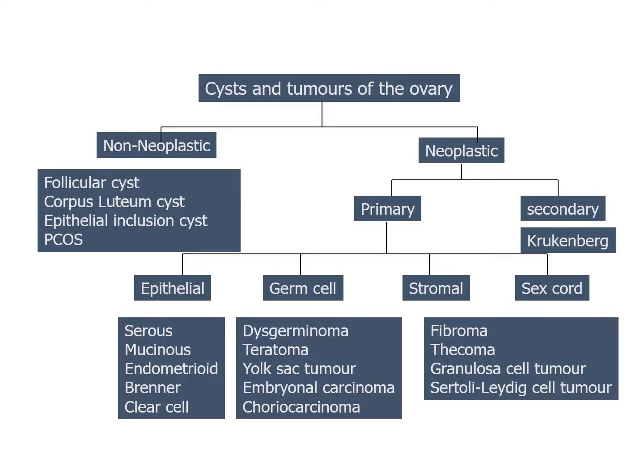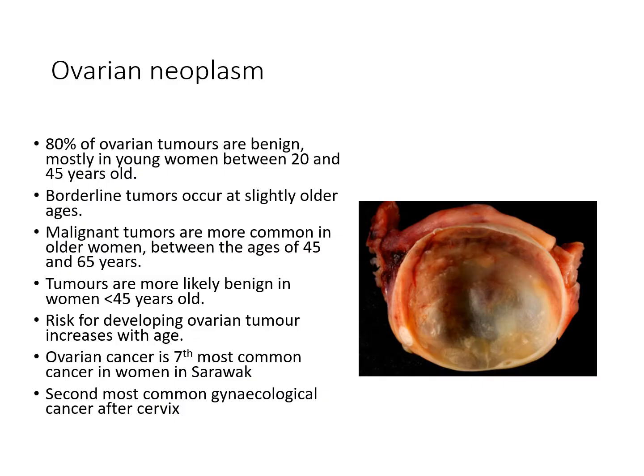Now we move to the neoplastic ovarian tumors, which are divided into epithelial, germ cell, and sex cord stromal component. 80% of ovarian tumors are benign, and most of the benign tumors occur in young women between 20 and 45 years old. Borderline tumors occur at slightly older age, and malignant tumors are more common in older women between the ages of 45 and 65 years old.